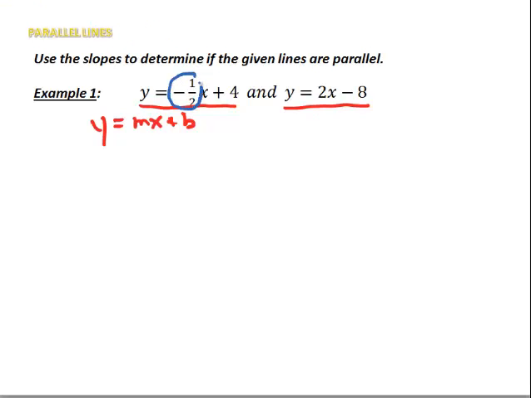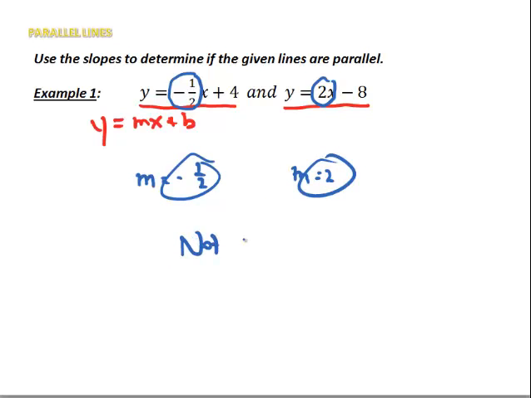Negative 1/2 is the slope of the first line. The slope of the second line is 2. Notice these slopes are different from each other, so these two lines are not parallel. Okay. How about the next example?